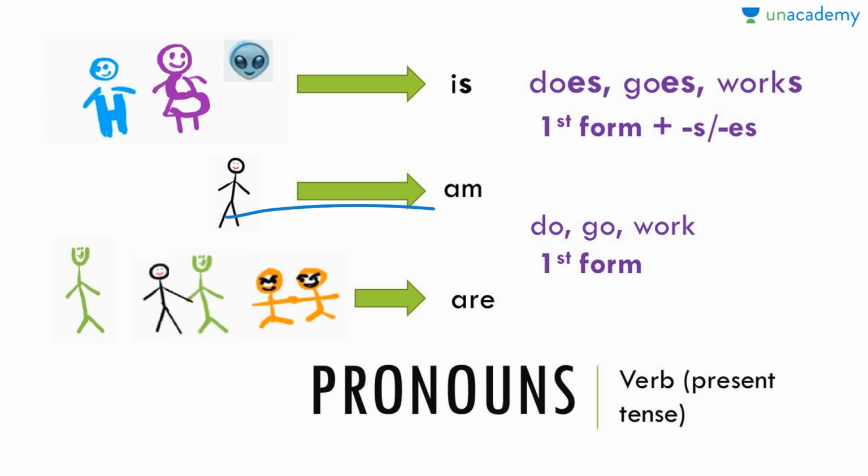So with I, we use am or just the first form of word. We don't need to add an S at the end. Similarly, with these pronouns also, we don't need to add any S or es at the end.